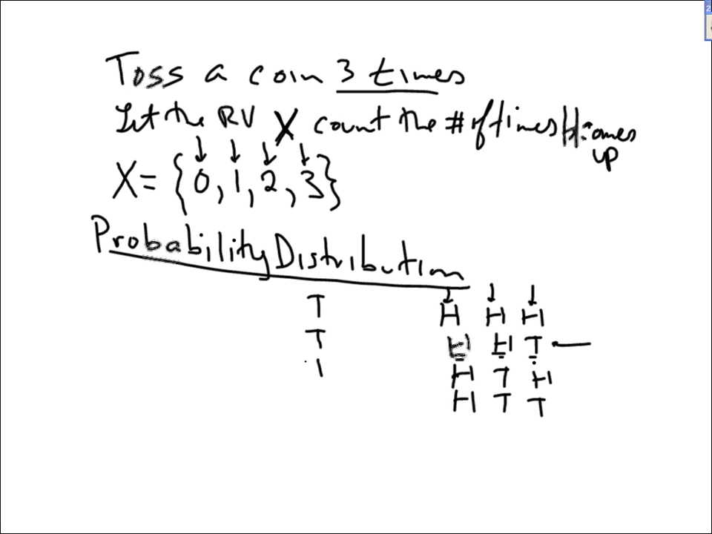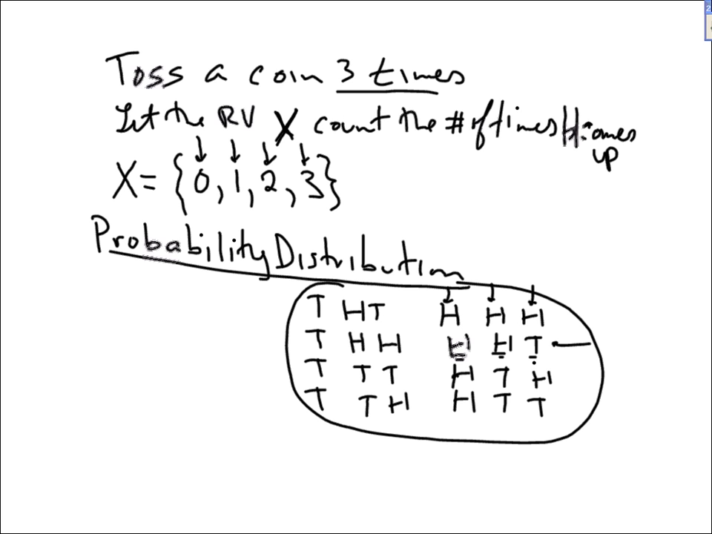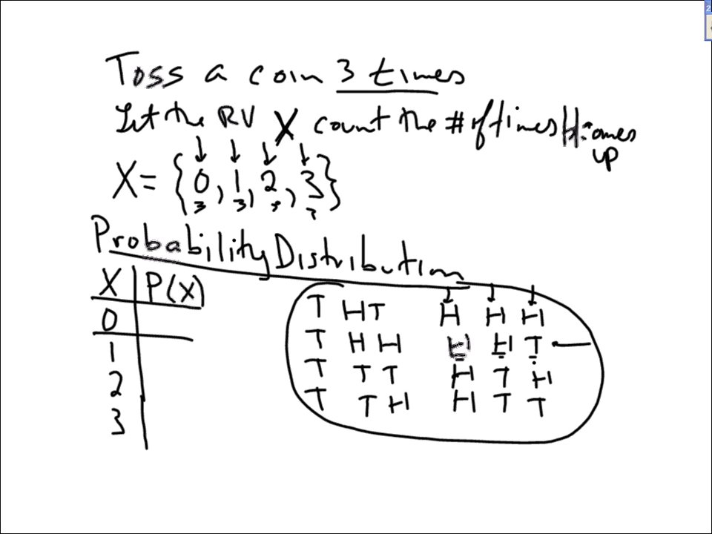Or you could have had tail on the first toss, and the remaining 2 results will be as follows. Okay, so there are 8 possibilities, and they're all equally likely. So if you want to make up a probability distribution table, it will have X, and it will have the probability of X. Like I said, a probability distribution gives you the probabilities for each of these values that X can be, 0, 1, 2, or 3. X is 0. Now remember, X counts the number of heads. There is only 1 time out of the 8 where you got no heads.